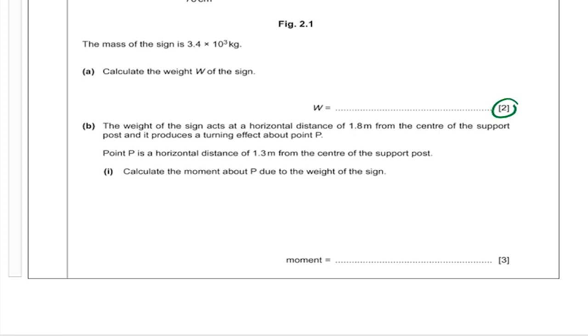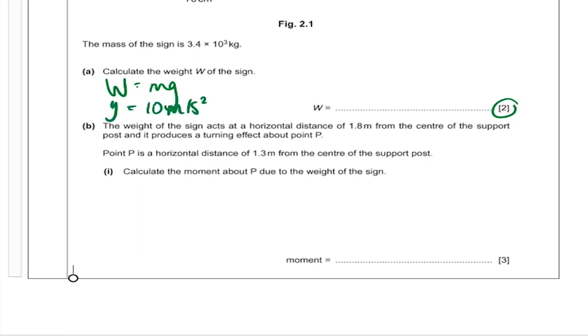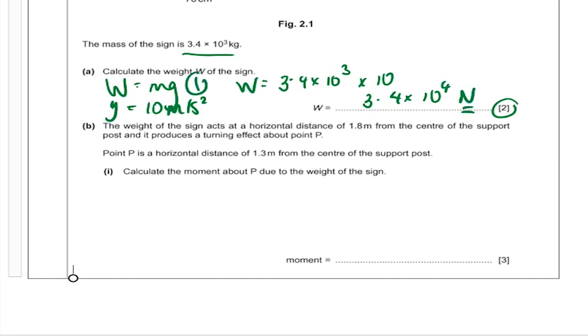Now, you can also see it's worth 2 marks. And so don't be caught off guard. There's obviously going to be two things that you need to do. The first thing is obviously state the equation. W equals mg, weight is equal to mass multiplied by acceleration due to gravity. And g is always 10 meters per second squared at IGCSE. So therefore, W is the mass, which they give you here above, 3.4 times 10 to the 3, multiplied by 10. So not too difficult there. 3.4 times 10 to the 4, but you need the unit Newton to get your second mark. So your first mark comes from your equation, your second mark comes from your value with a correct unit.